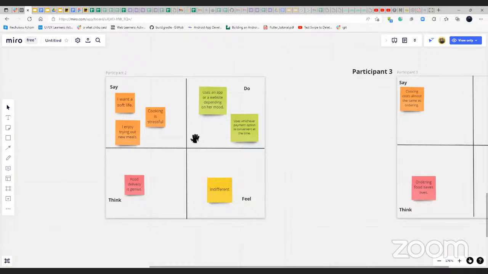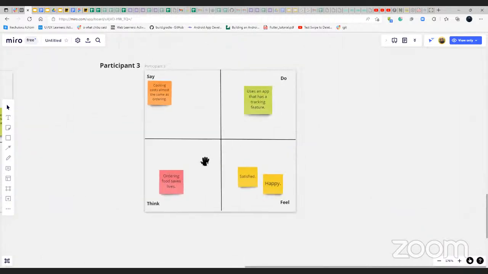And someone who wants a soft life, who said cooking is stressful, who likes to try out new meals, is now feeling indifferent and thinking that food delivery is genius. Like, how do you now think that food delivery is genius? Like everything, you can see that this stuff, I can just know that you made it up. There's no synergy.